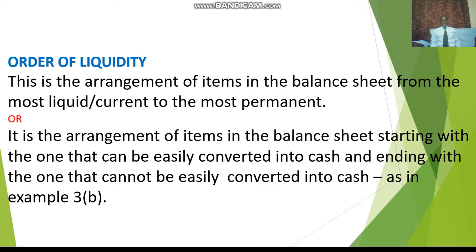Order of liquidity is the arrangement of items in the balance sheet from the most liquid or most current to the most permanent. Or we can say order of liquidity is the arrangement of items in the balance sheet starting with the one that can be easily converted into cash and ending with the one that cannot be easily converted into cash, as we shall see later on.